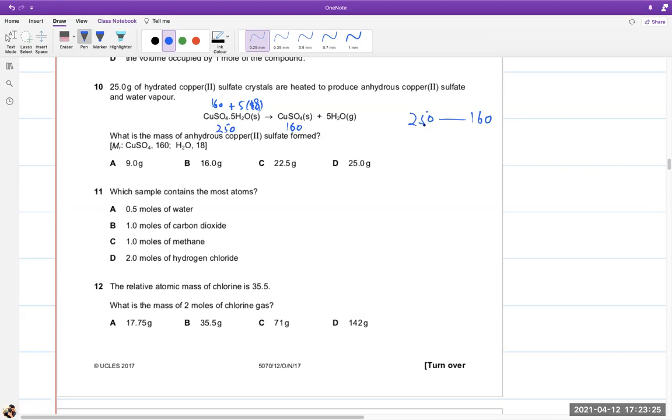So I can say that 250 grams of this gives me 160 grams of copper 2 sulfate. So if I have 25, I'll simply get 16. It's the same ratio, right? So I'm going to get that. It's simply ratio. If you don't like that, you can use the mole method: you first convert it to moles, and then you convert it to moles for the other thing. And then you find the mass.